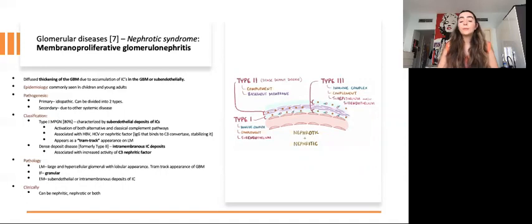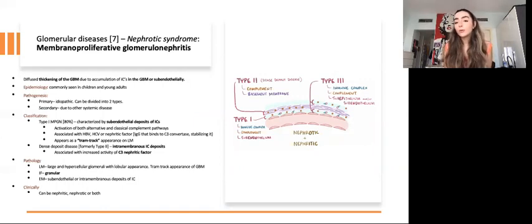Now the first type is called type 1. It's associated with either hepatitis B or hepatitis C. These antigens bind with their antibody and form immune complexes that deposit in the subendothelial layer. And then this leads to activation of the classical complement pathway, leading to complement and immune complex deposition.